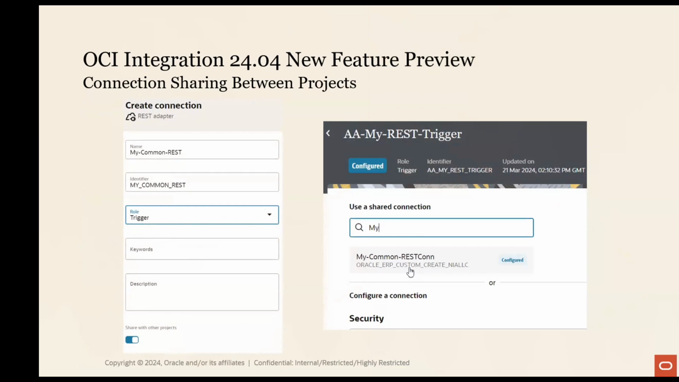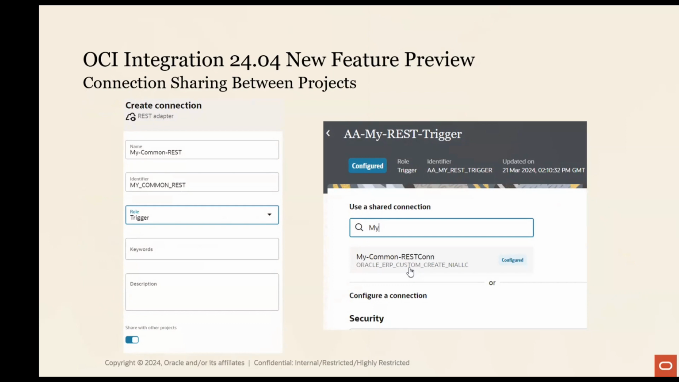ability to share connections between projects. So within one project, I can create a connection called My Common Rest, and I can click, just Control here to activate sharing with other projects. So then I go into a different project, and then I can say use a shared connection, or I can go and configure this connection to be standalone. So this is how simple it is to do that.